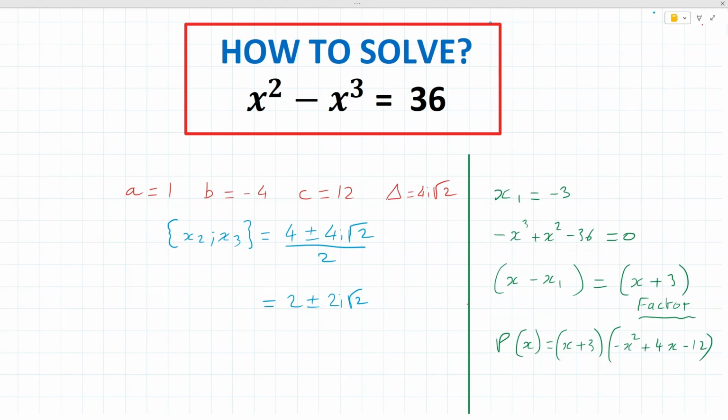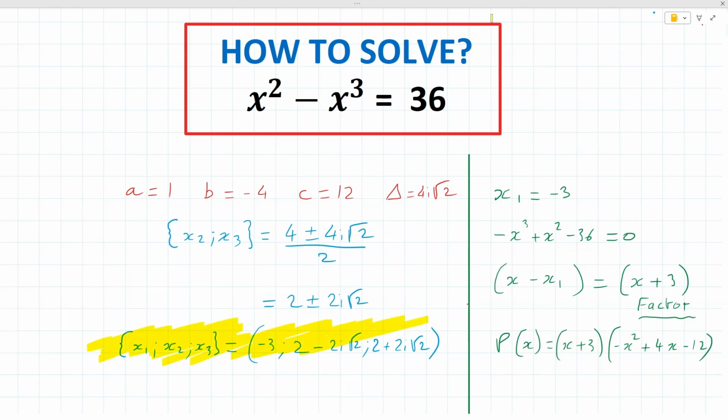And to finish your question, you can list your solution set here and say x1, x2, and x3. So we do have 3 solutions to this cubic equation. We can put the real solution first to say we have -3, and then we'll put our 2 complex solutions. So 2 minus 2i root 2, and then the other one, which is 2 plus 2i root 2. And just like that, we have found the 3 solutions to this beautiful cubic problem.